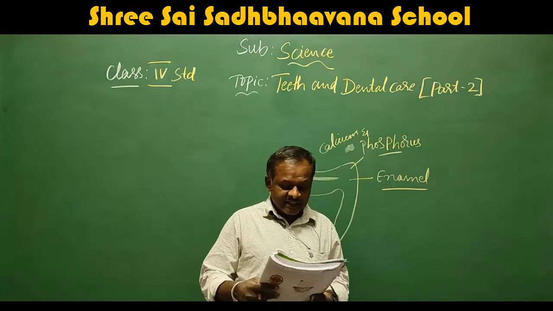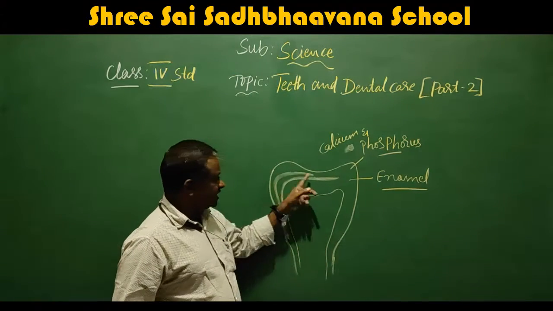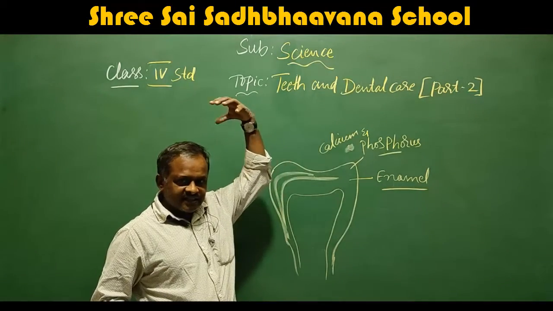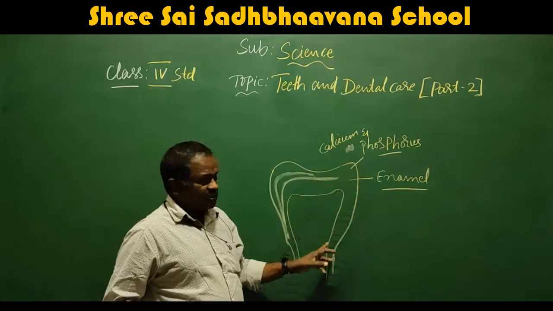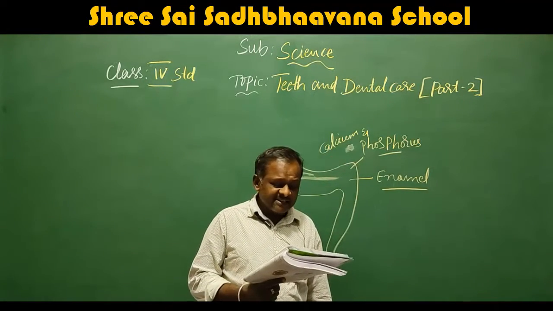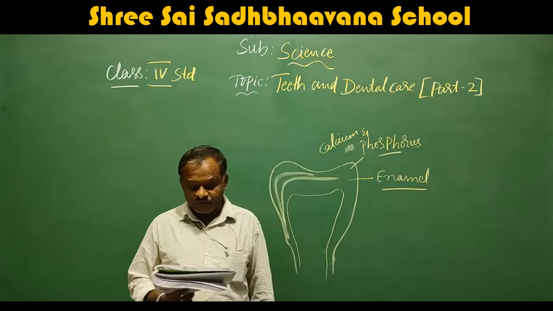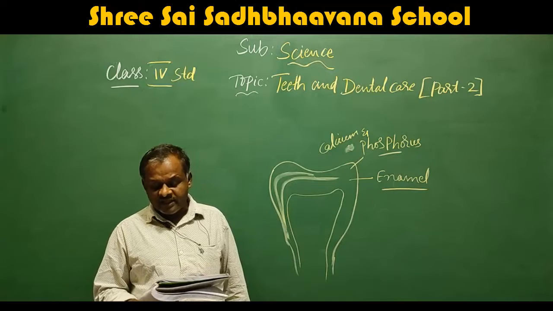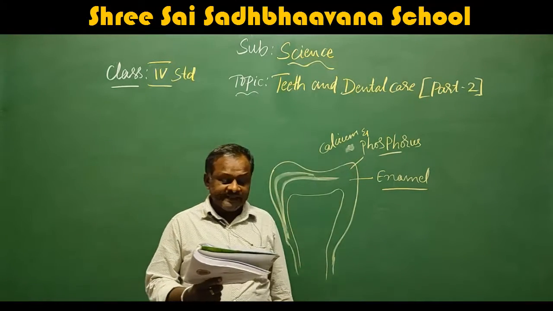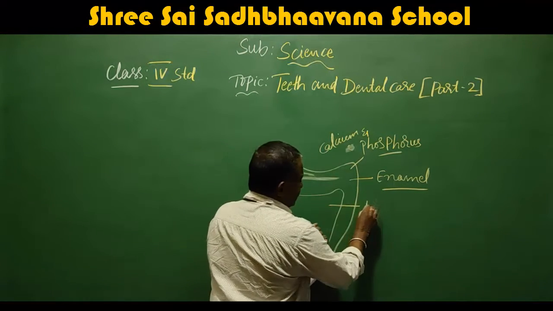Once again I will read. The crown of each tooth is covered with enamel which is very hard and shiny. This is the crown. Crown means kirita in Kannada. That is the topmost layer of the tooth. It acts as the tooth's bodyguard. It protects the inner part of the tooth. It protects the tooth from decaying also. Enamel is made up of phosphorus and calcium. Next come to dentine. Here, this part is called the dentine.